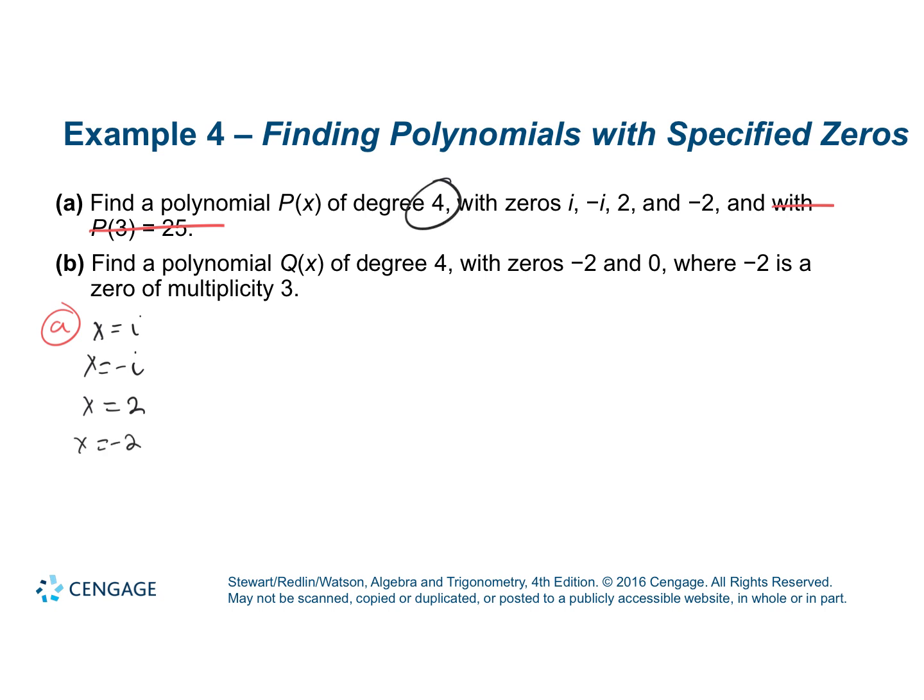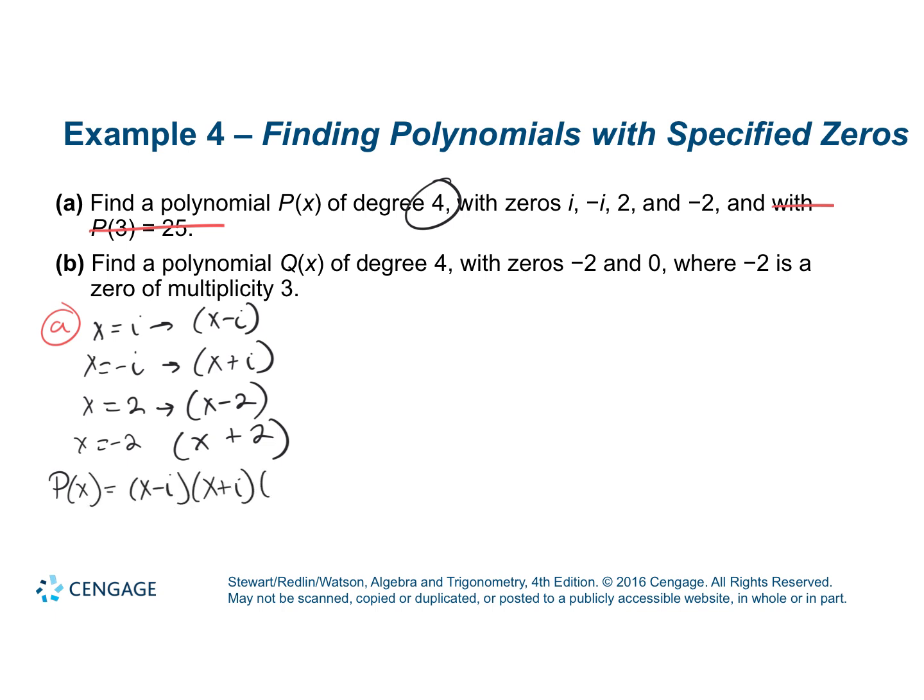Now they're telling us it's a degree of 4. We have 4 zeros. We can just go ahead and write these in. So this is going to become x minus i. This is going to become x plus i. This one's going to become x minus 2. And this one's going to become x plus 2. Now for us to solve it, I'm just going to write them: x minus i, x plus i, x minus 2, x plus 2. I'm going to FOIL them to get the most simplified version. So this is going to give me x squared plus xi minus xi minus i squared.